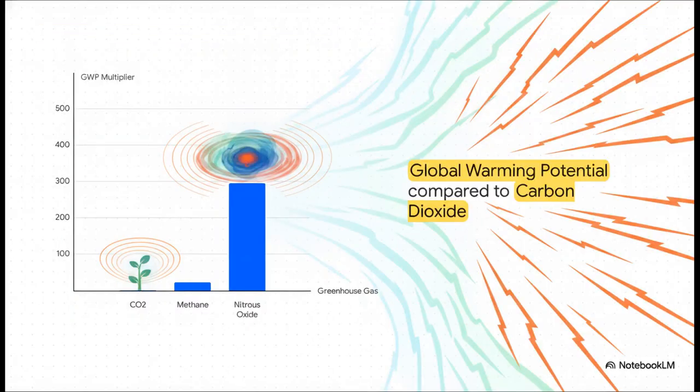To really understand this enhancement, we have to look at global warming potential, or GWP. If we set carbon dioxide as our baseline with a GWP of 1, look at the others. Methane is 23 times more potent at trapping heat. Nitrous oxide is an astonishing 296 times more potent. This stark numerical comparison illustrates exactly why even marginal increases in methane and nitrous oxide emissions have such an outsized, devastating impact on planetary warming.